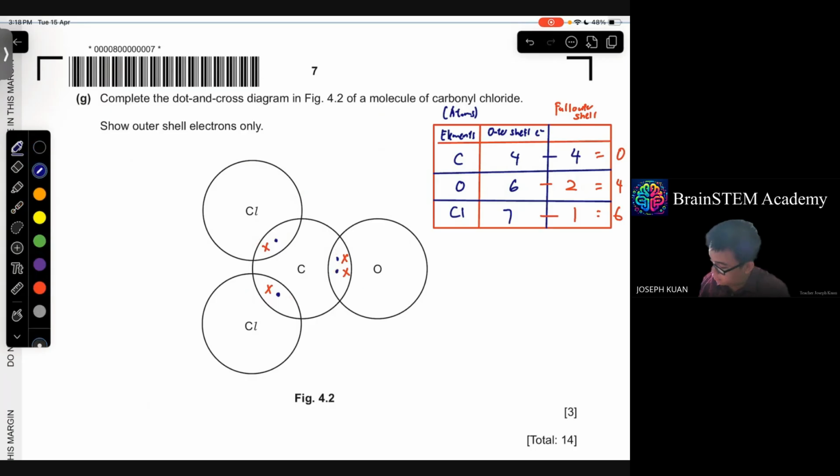Then chlorine has a remainder of 6 electrons after bonding. So these are the non-bonding electrons. And then oxygen will have 4 more non-bonding electrons.